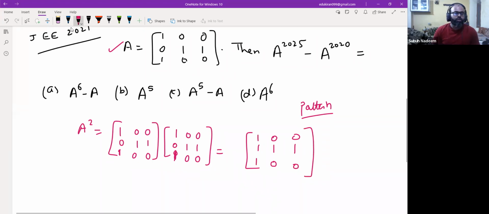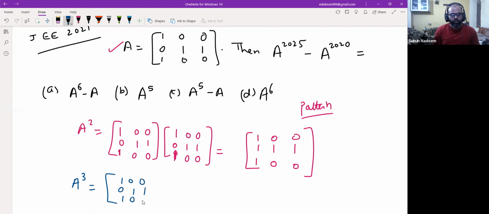Now let us do one more thing and find A cube also, because we have to be able to understand the pattern. So A is 1 0 0, 0 1 1, 1 0 0, and A square is 1 0 0, 1 1 1, and 1 0 0, which we have just obtained.